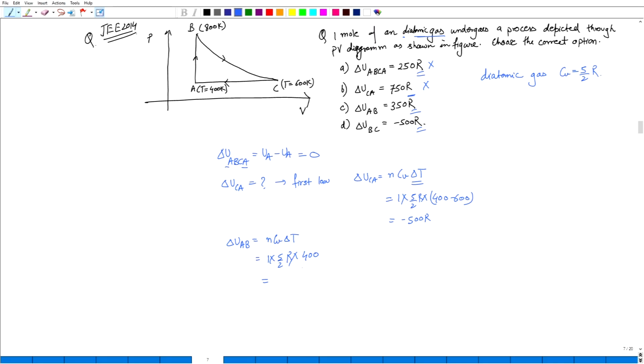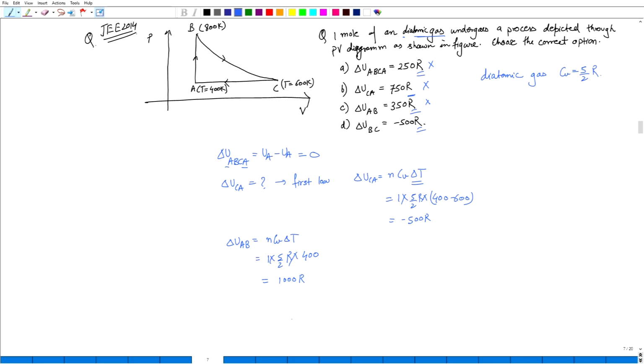That is because internal energy is path independent. It doesn't matter how you are going, where you are going. The only thing that matters is what is the internal energy at point A and what is the internal energy at point B, and you have to find the difference from that. How you are going from A to B doesn't matter because it is path independent. So that is 1000 R. So this option is also incorrect.